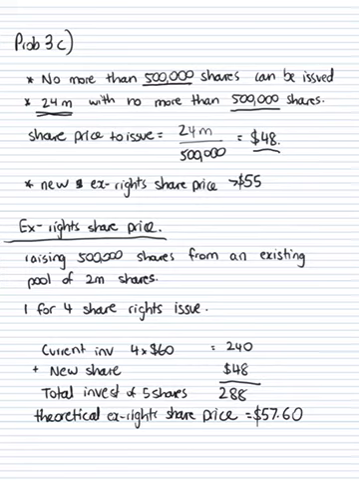So we've met the conditions of that share issue. So we've designed that new share issue, we've calculated how many shares must be held to obtain the right to one share issue. So we're going to get one right to buy a share for every 4 shares that we own, and the price of the shares X rights will be $57.60.